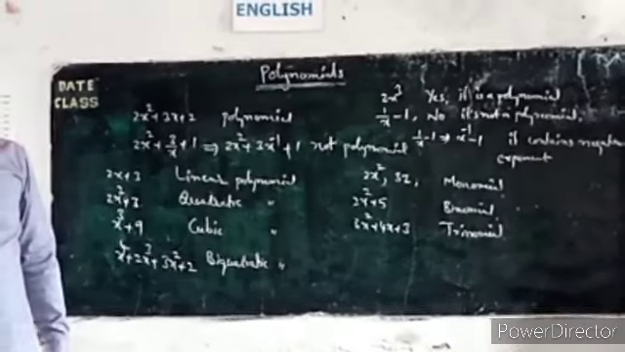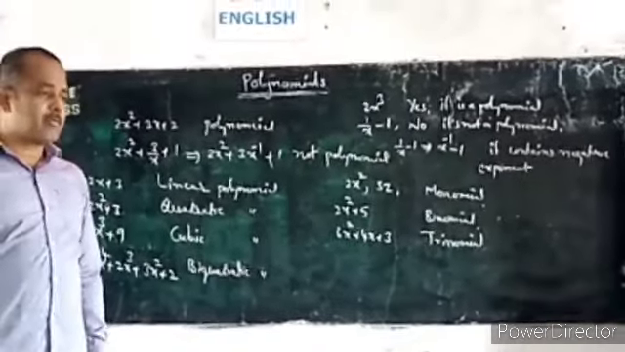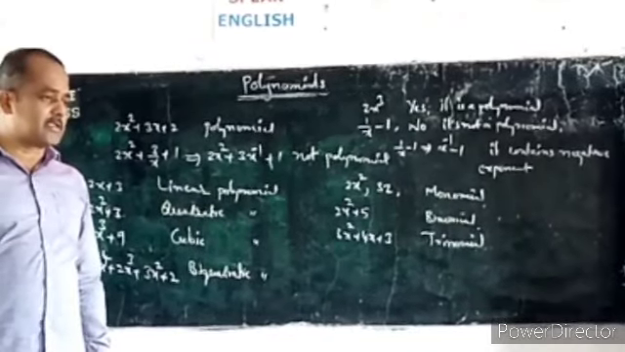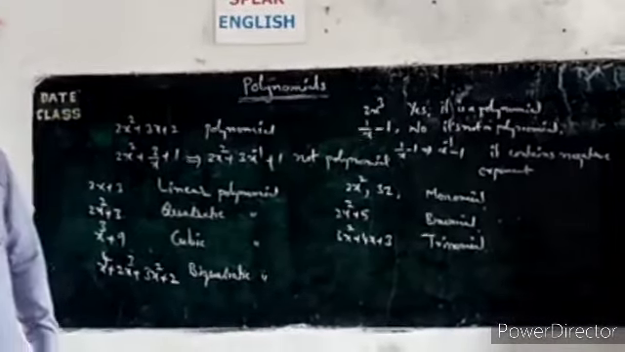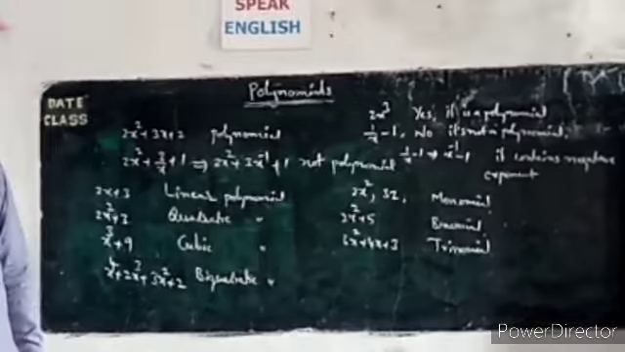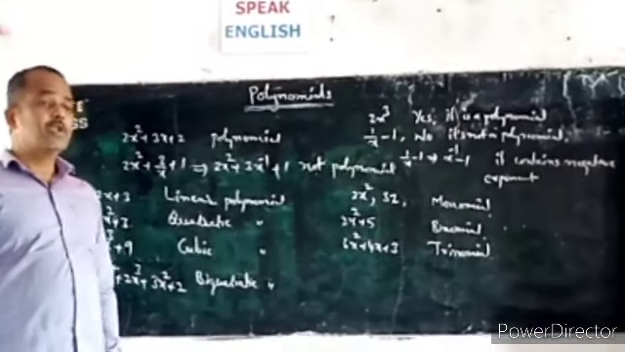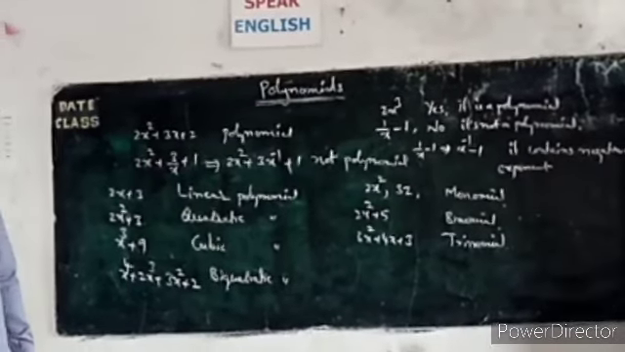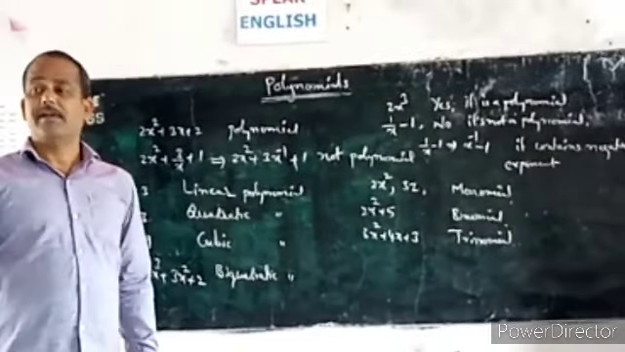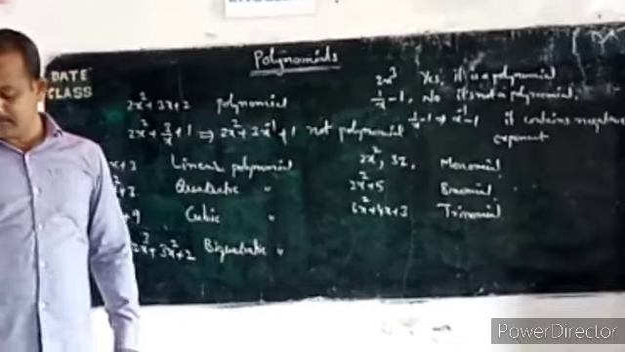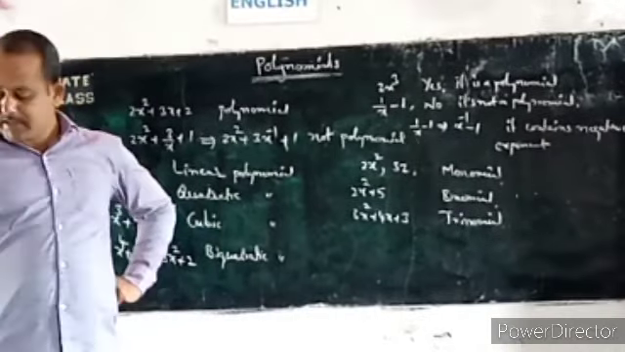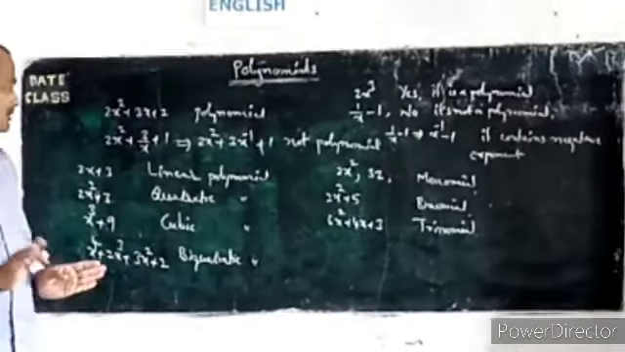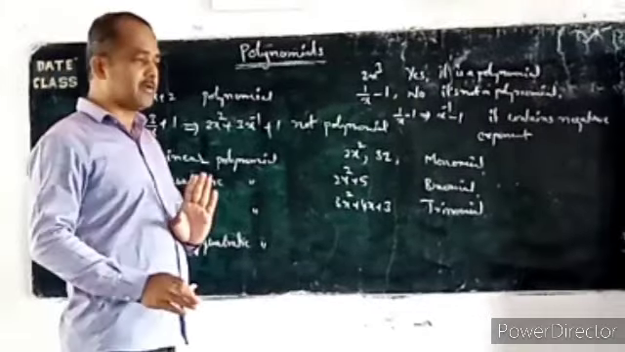Next, p square plus 1. P square plus 1, is it a polynomial or not? P power minus 2, is it a polynomial? No. Why? It contains a negative exponent. Next, in 9th class we already discussed the degree of the polynomial.